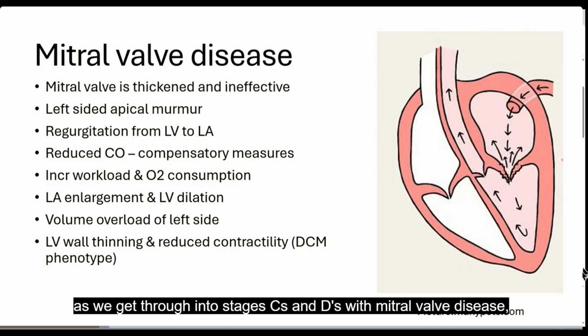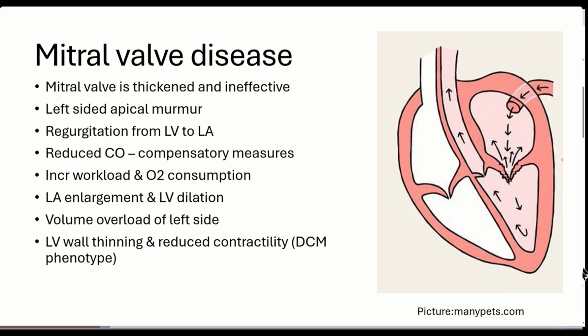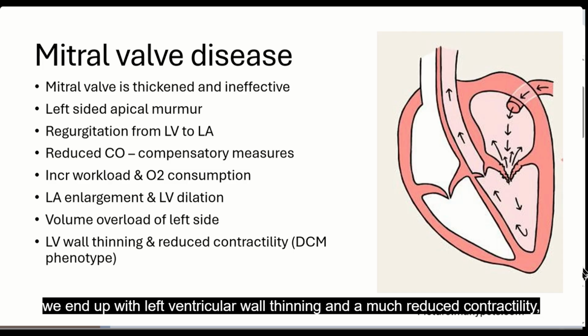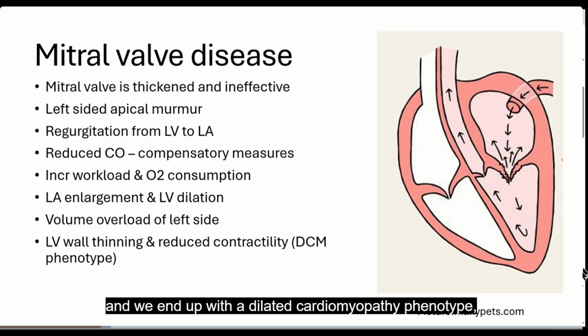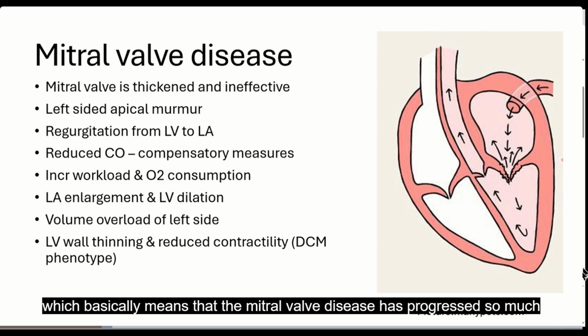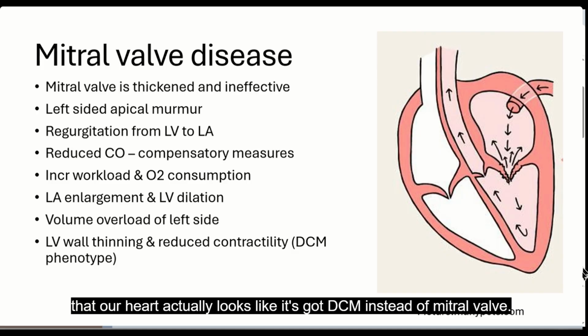Eventually, as we get through into stages C and D with mitral valve disease, we end up with left ventricular wall thinning and much reduced contractility, and we end up with a dilated cardiomyopathy phenotype, which basically means that the mitral valve disease has progressed so much that our heart actually looks like it's got DCM instead of mitral valve disease.